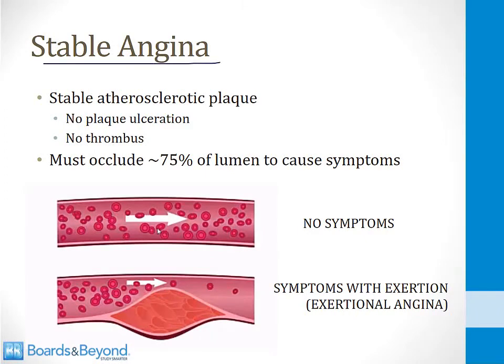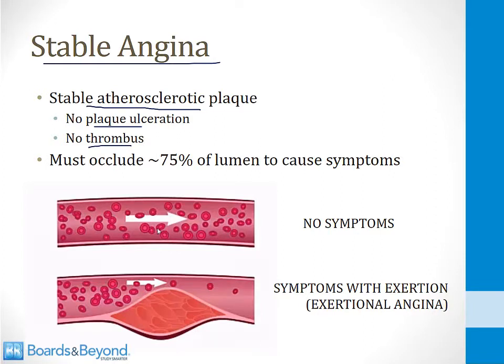is called stable angina. In stable angina, there is a stable atherosclerotic plaque that is obstructing blood flow in a coronary artery. Important, however, there is no plaque ulceration and no thrombus, and this is in contrast to other ischemic syndromes we'll talk about in a minute.